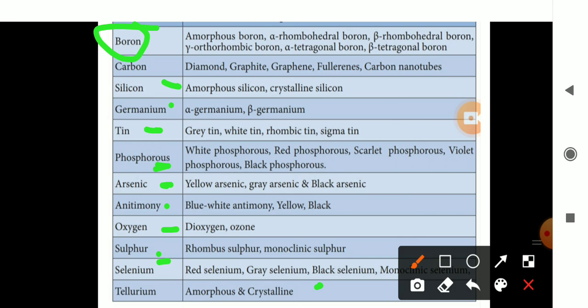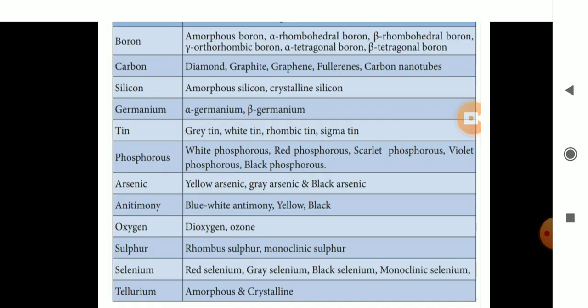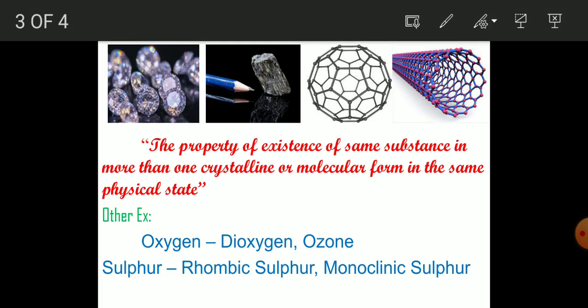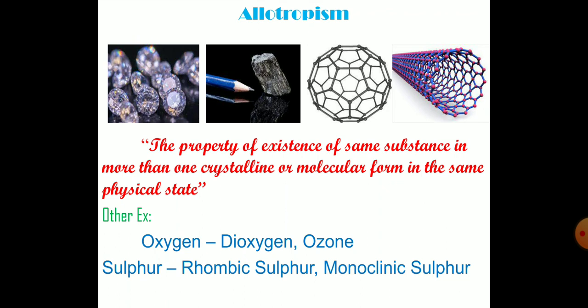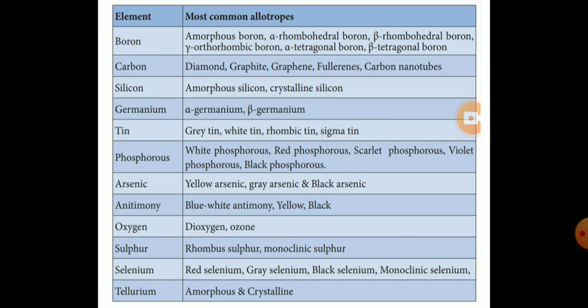Is it clear, students? In this video, we have seen what allotropes are and the definition of allotropism. The property of existence of the same substance in more than one crystalline or molecular form in the same physical state, and the allotropes of various elements also we have seen. Go through the video and have a clear understanding about the concept of allotropism.